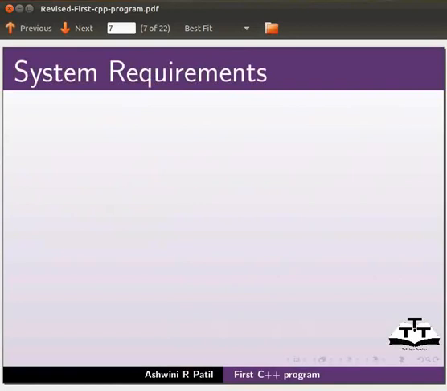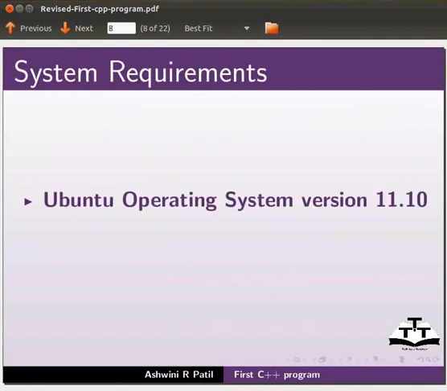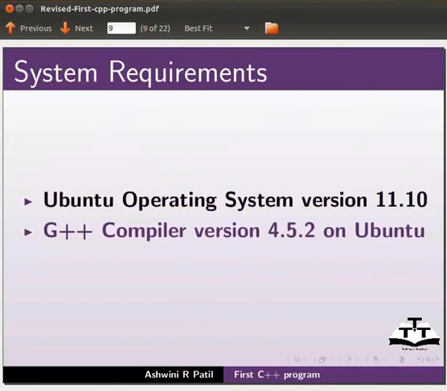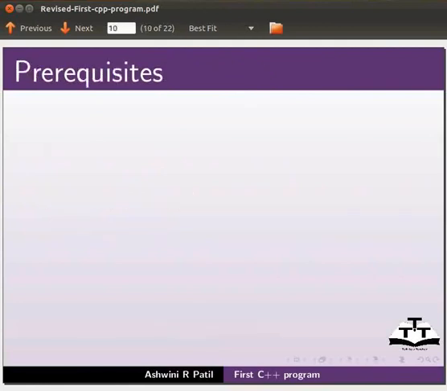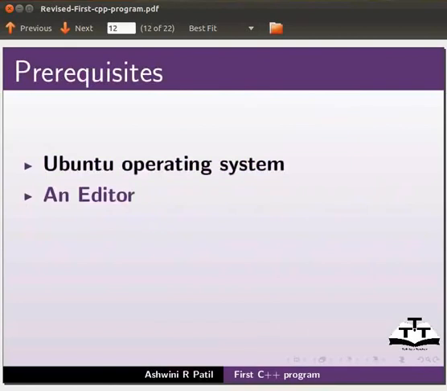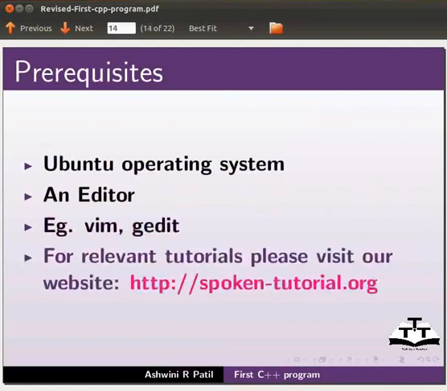To record this tutorial, I am using Ubuntu operating system version 11.10 and G++ compiler version 4.5.2 on Ubuntu. To practice this tutorial, you should be familiar with Ubuntu operating system and an editor. Some editors are Vim and gedit. I am using gedit in this tutorial. For relevant tutorials, please visit our website, which is as shown.